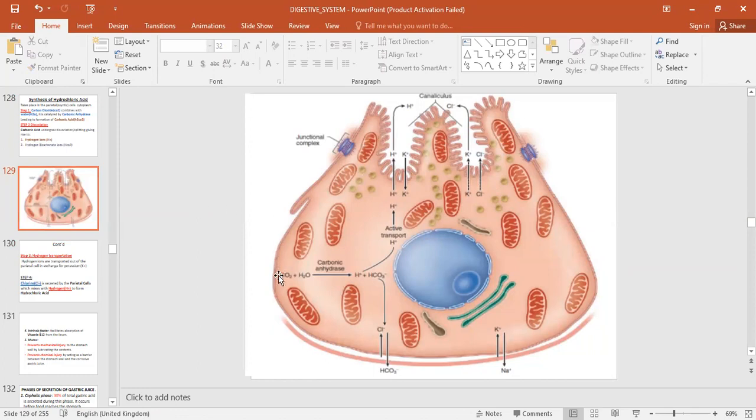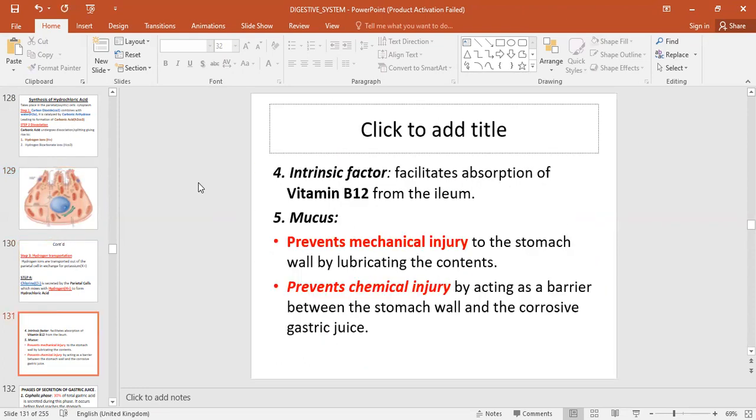So first, carbon dioxide plus water. In the presence of carbonic anhydrase, dissociation occurs. Hydrogen molecules are formed. When hydrogen molecules are formed, they are secreted outside the cell in exchange for potassium. Stored potassium plus chlorine is secreted by the cell to form hydrochloric acid, which is used to activate pepsinogen into pepsin. At the same time, it helps to kill off microorganisms.